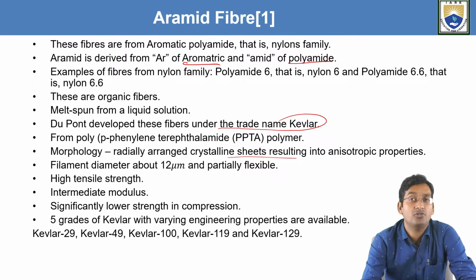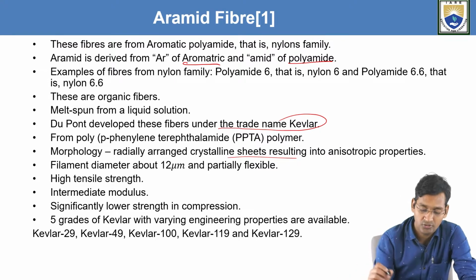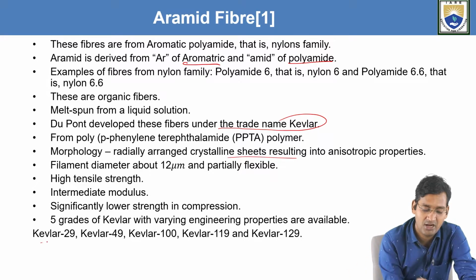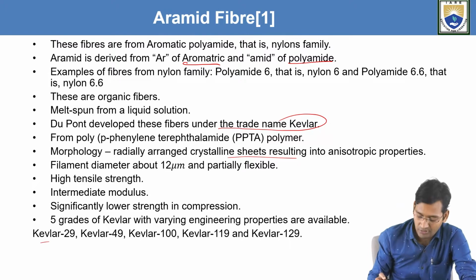Filament diameter is about 12 micrometer and partially flexible. High tensile strength, intermediate modulus, meaning the modulus is in between, and significantly lower strength in compression. So during compression it has lower strength. Five grades of Kevlar with varying engineering properties are available: Kevlar 29, Kevlar 49, Kevlar 100, Kevlar 119 and Kevlar 129. So these are the five different types of Kevlar.